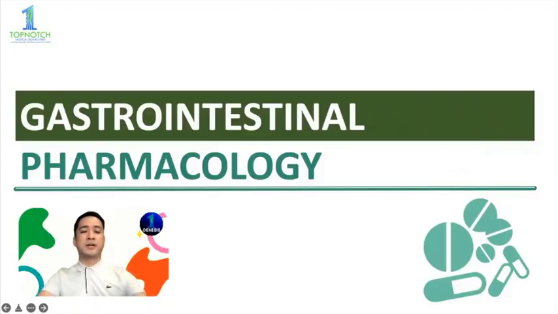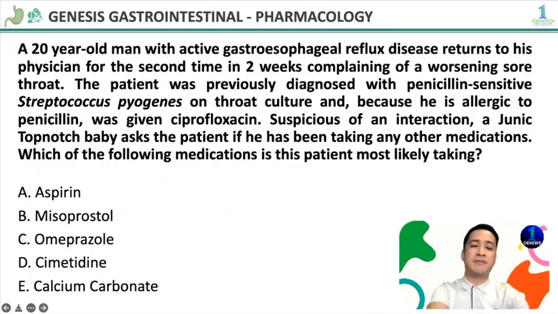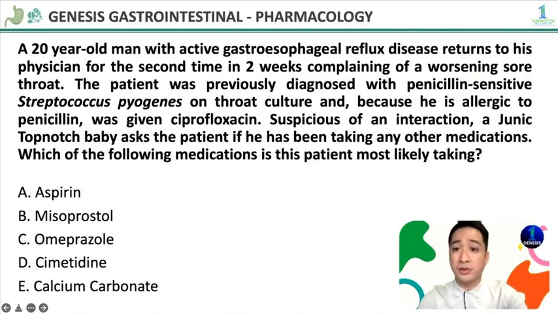So let's discuss gastrointestinal pharmacology, bridging the earlier discussion. Let's give this case, a 20-year-old man with active gastroesophageal reflux disease came into the physician for the second time in 2 weeks complaining of worsening sore throat. The patient was previously diagnosed with penicillin-sensitive Streptococcus pyogenes on throat culture because he is allergic to penicillin, a cell wall synthesis inhibitor.